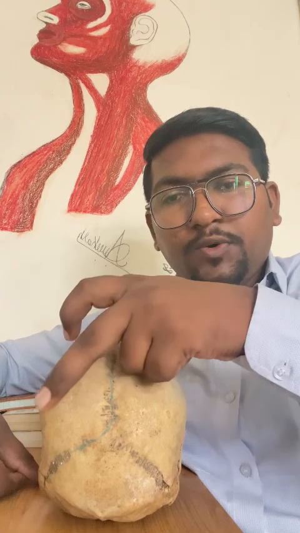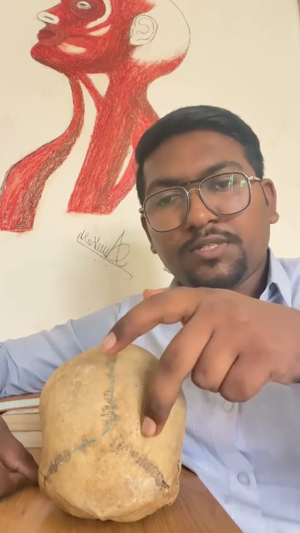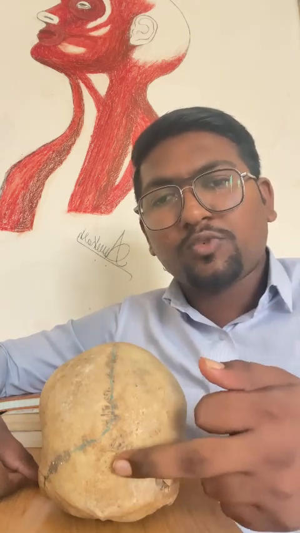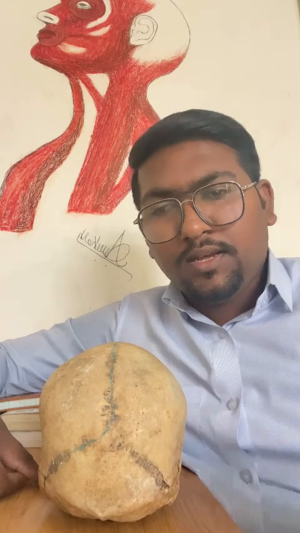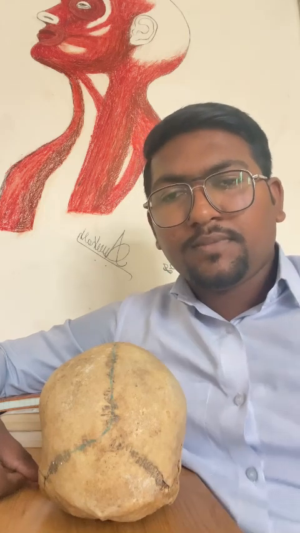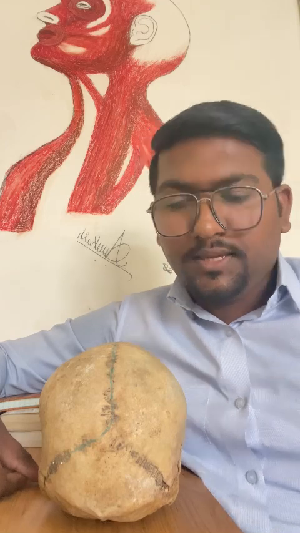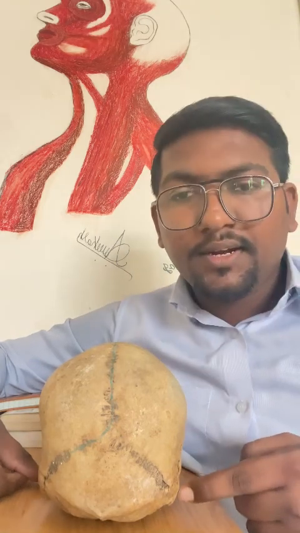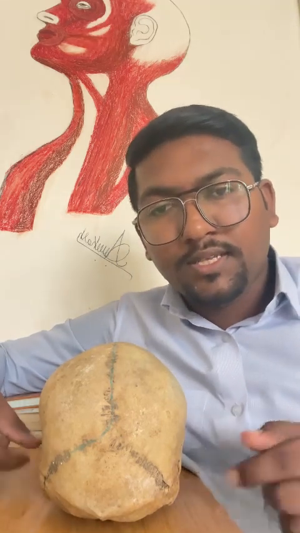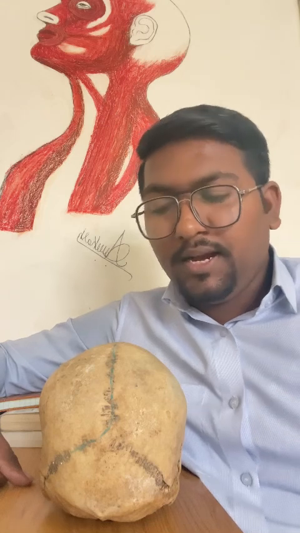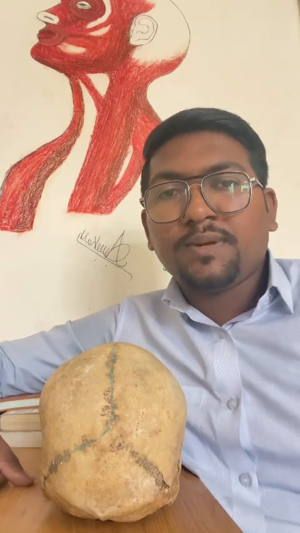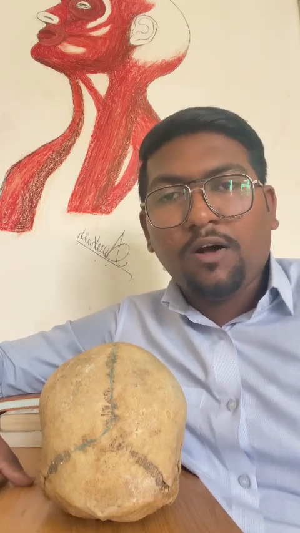We can see the two posterior parts of the parietal bones, and this is the squamous part of the occipital bone. These are the bones present, and also we can see the mastoid part of the temporal bones on each side. And what are the sutures present in the Norma occipitalis?